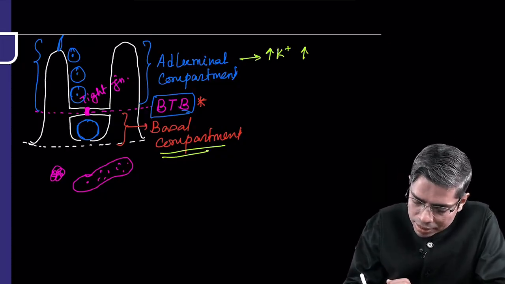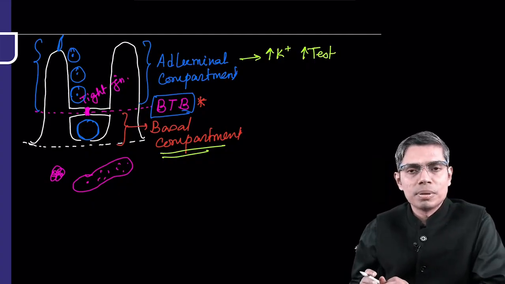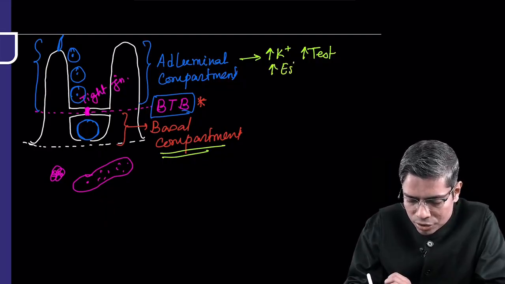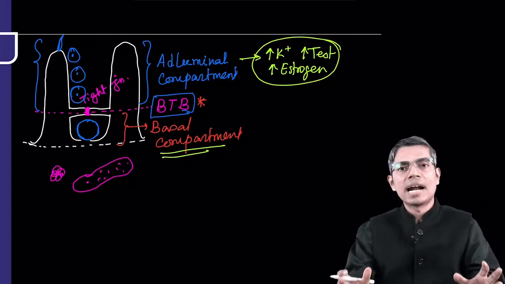This adluminal compartment contains a huge amount of potassium. Not only that, it contains a huge amount of testosterone hormone, which is required for sperm production, and it also contains a huge amount of estrogen, right? So all these things are very high inside the adluminal compartment.